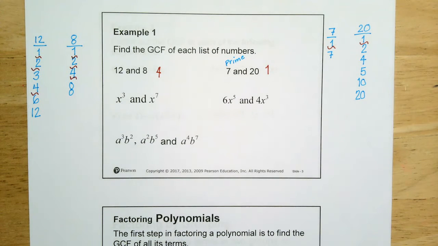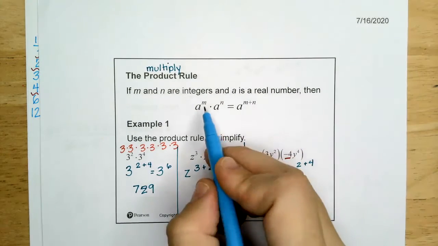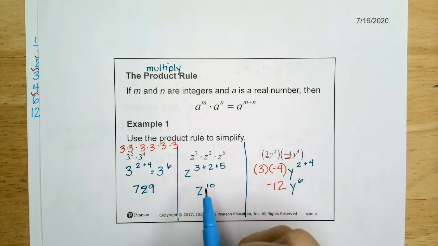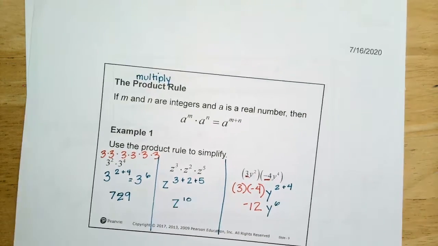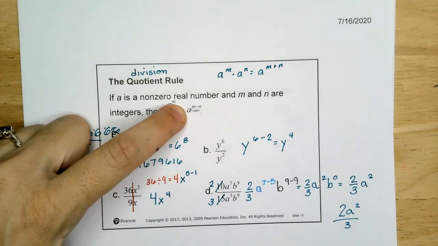Okay. Letters are a little bit different. So letters, you're going to want to think back to 5.1, the rules of exponents, right? So for 5.1, we said that if m and n are integers and a is a real number, then to multiply, we add those numbers together, right? We said to divide, we subtract those numbers, right?